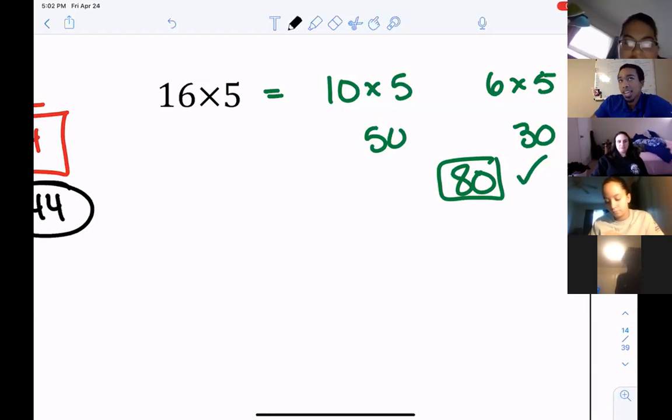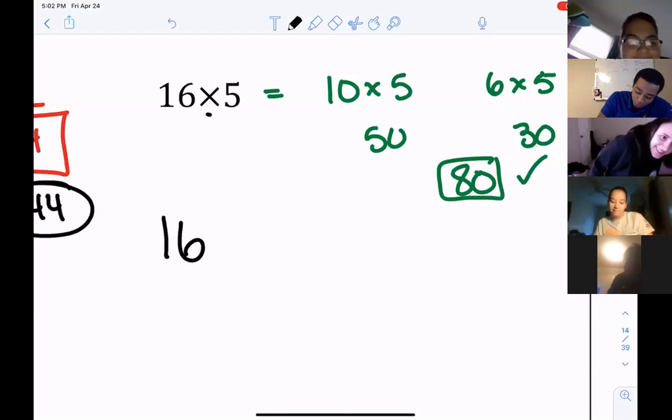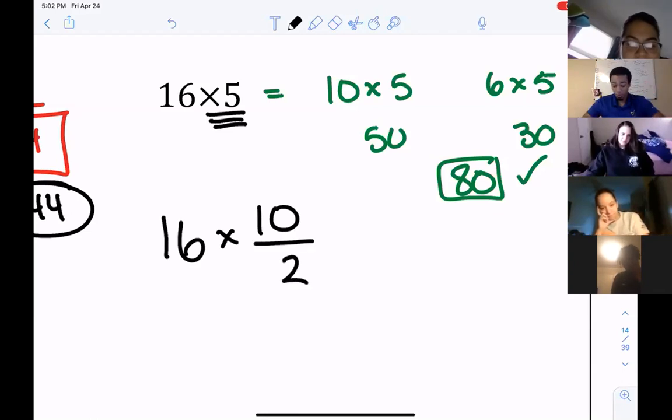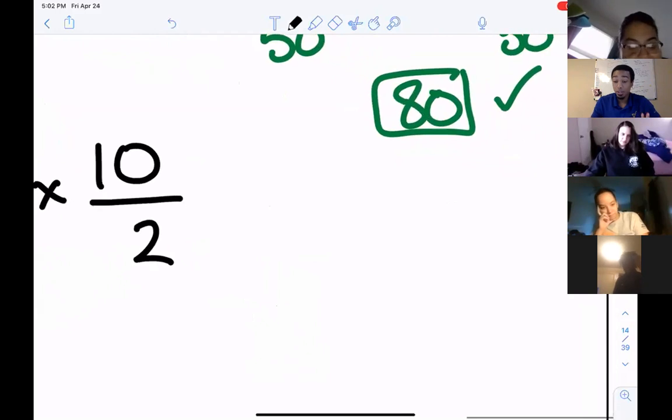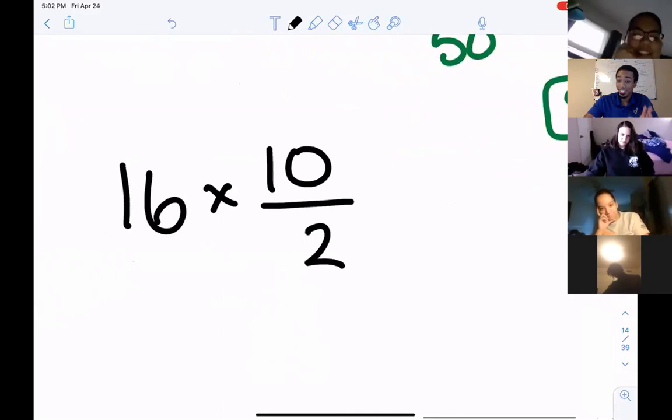But if I want to turn a 10 into a 5, what do I have to divide by? 2. 2? Yeah. If I have a 10 to get down to 5, I gotta divide by 2. So think about it like this, and I'm gonna blow someone's mind right now, so pay attention. 16, instead of multiplying by 5, let me go ahead and multiply by 10 and divide by 2. 10 divided by 2, yes or no? That's my 5. I think my brain just exploded right now.